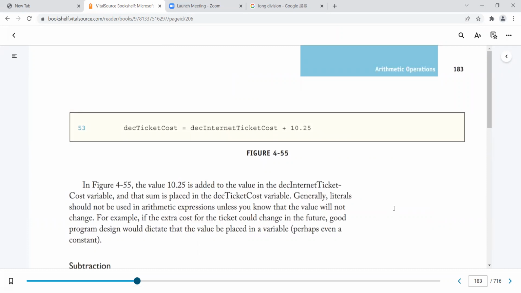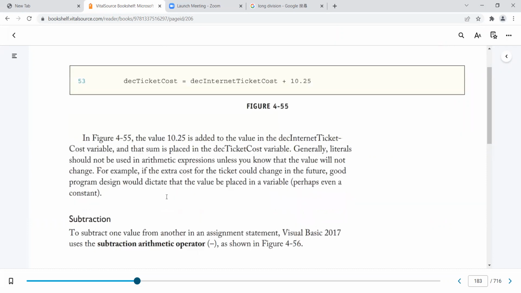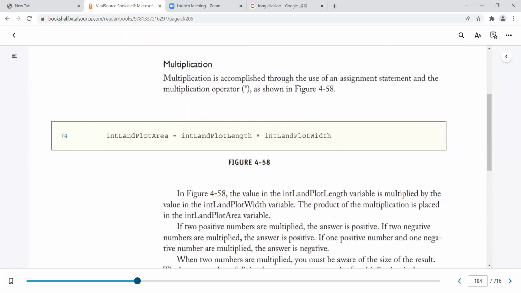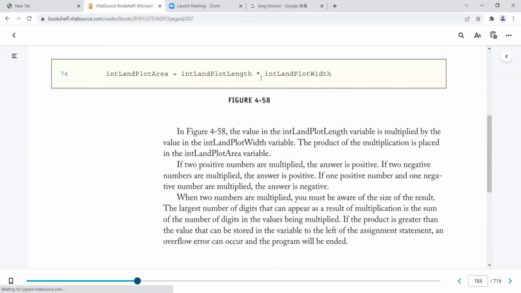So do not put your equal sign on the right. Subtraction, as you can see here, decimal net profit equal to this. Subtraction is just like math. You subtract the first one with this. Multiplication is also very easy. Use the asterisk; most likely all the languages use asterisk. Multiply what's on the right to the left. Keep in mind your single equal sign is always the lowest priority. As long as you have other arithmetic operations, plus, minus, multiply, divide, you do those first.